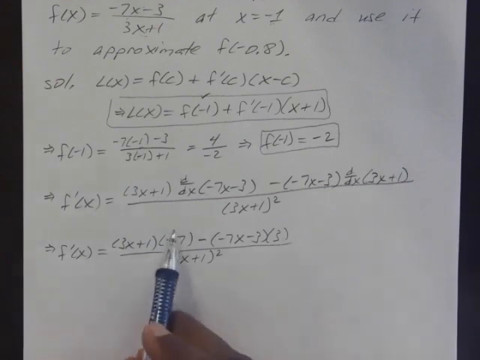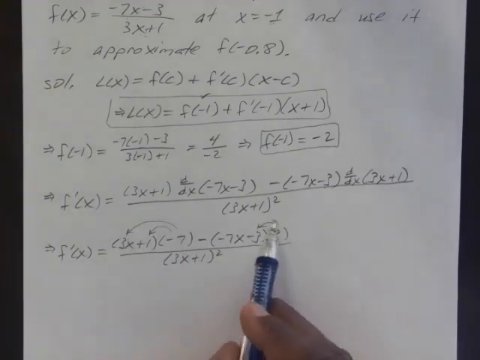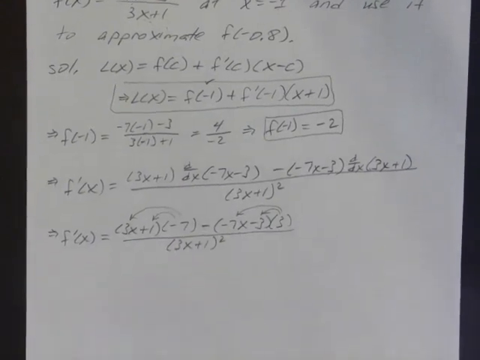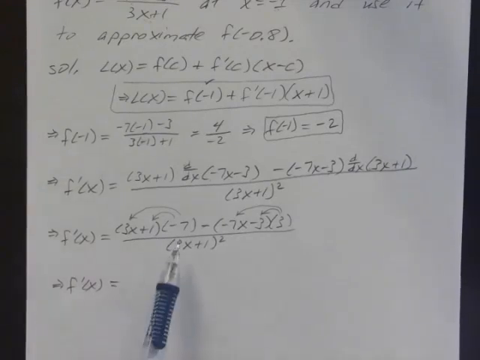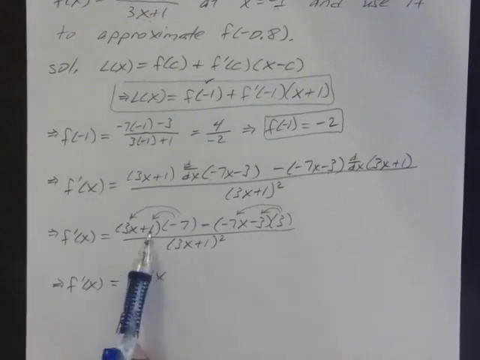Okay, so we can go ahead and simplify this. We can distribute that -7 and distribute that 3, and still remember we have to distribute that negative. So our f prime of x, we distribute that -7. -7 times 3x is -21x minus 7.